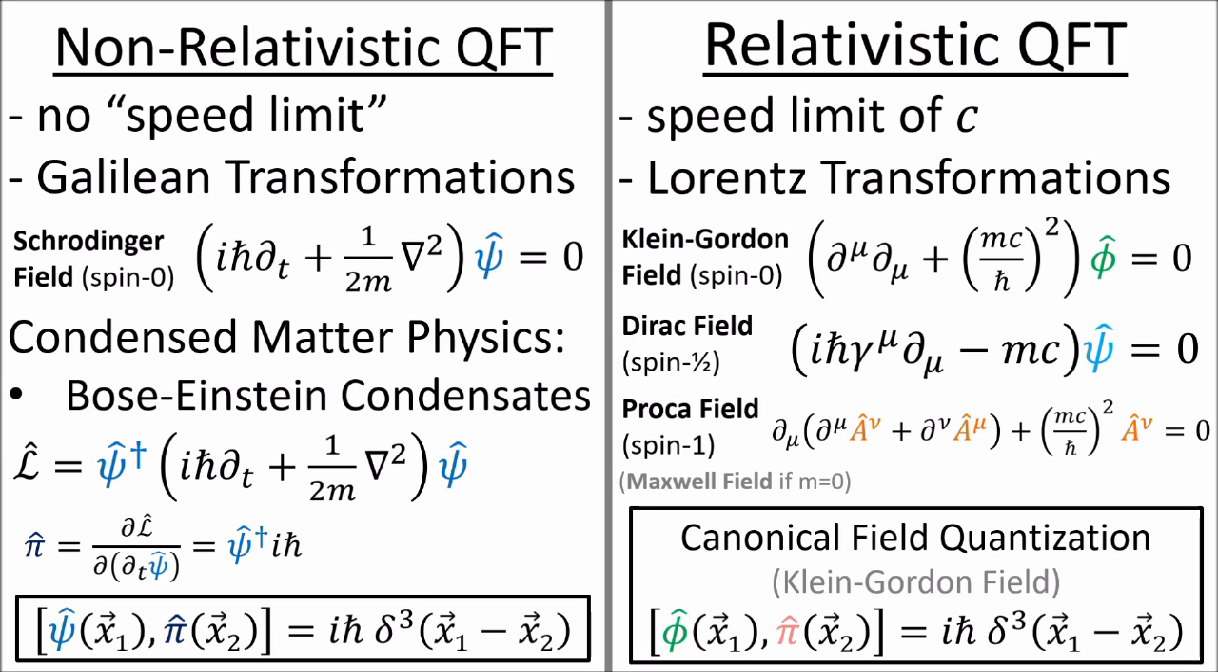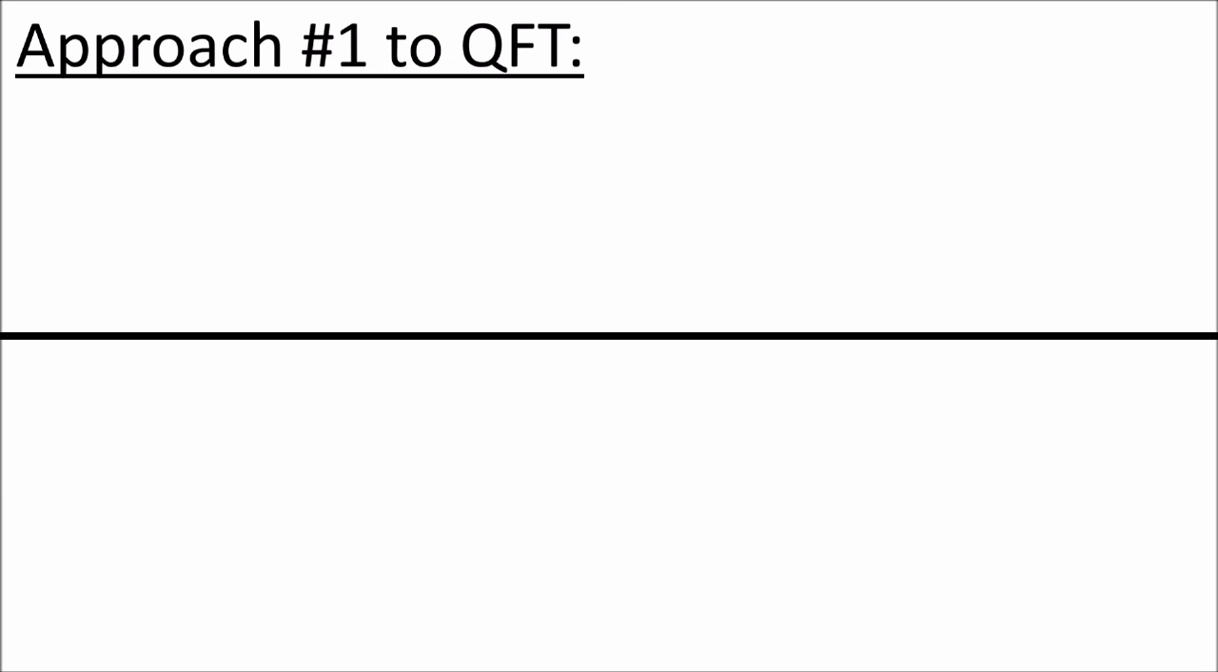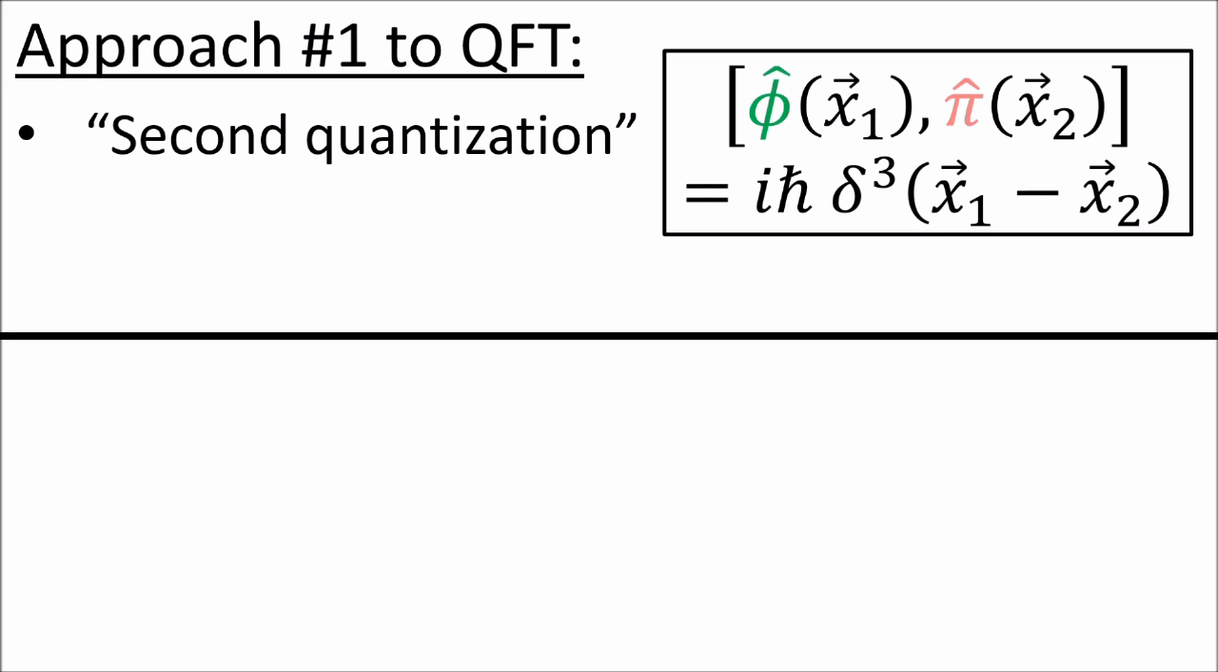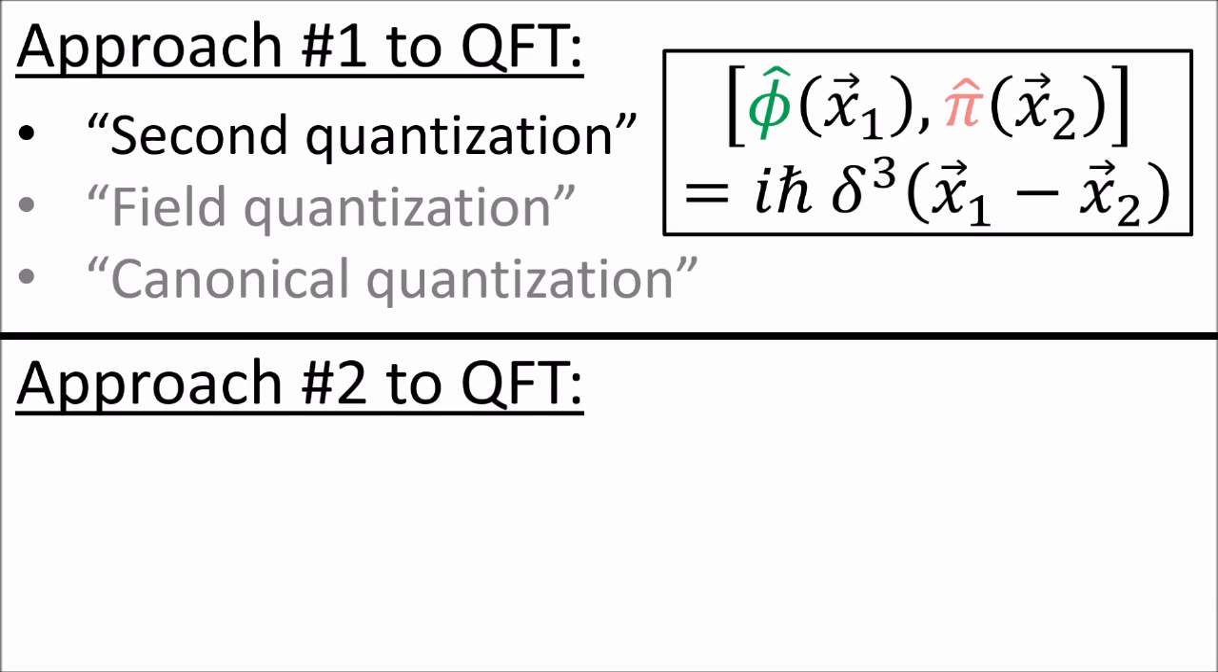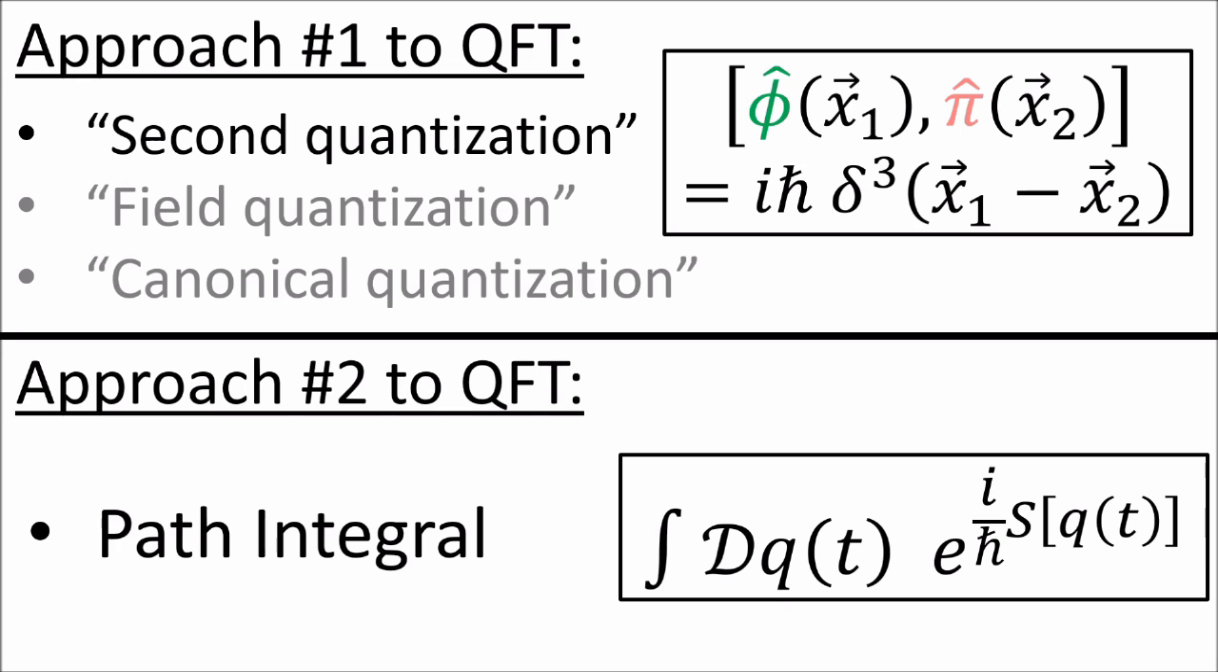Here, the physical phenomena tend to travel much slower than the speed of light, so relativistic effects can be ignored, and a non-relativistic field is sufficient for modeling the physics properly. Now, everything I've talked about in this video approaches quantum field theory using the formulation called second quantization, also called field quantization or canonical quantization. There's an alternative formulation of QFT called the path integral formulation, which is based on the principle of least action, but I'm not going to talk about that here.